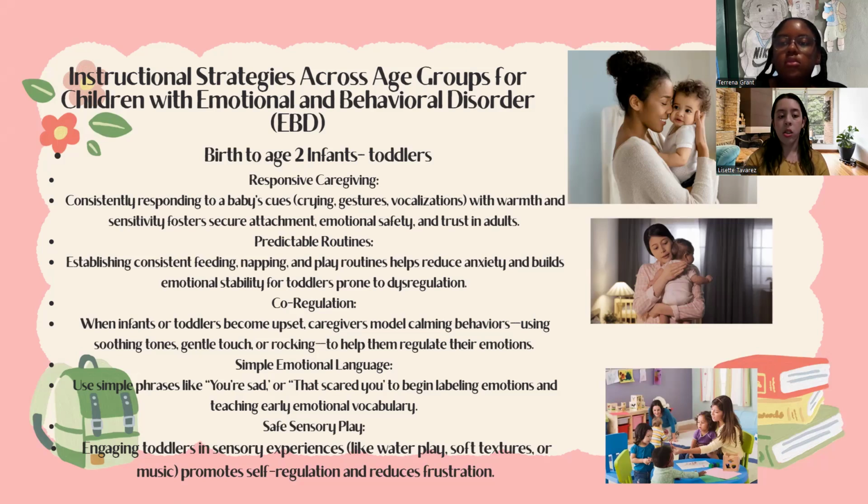Co-regulation. When infants or toddlers become upset, caregivers model calming behaviors using soothing tones, gentle touch, or rocking to help them regulate their emotions. Simple emotional language: use simple phrases like "you're sad" or "that scared you" to begin labeling emotions and teaching early emotional vocabulary. Safe sensory play: engaging toddlers in sensory experiences like water play, soft textures, or music promotes self regulation and reduces frustration.